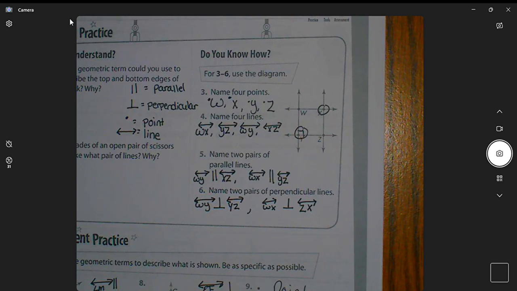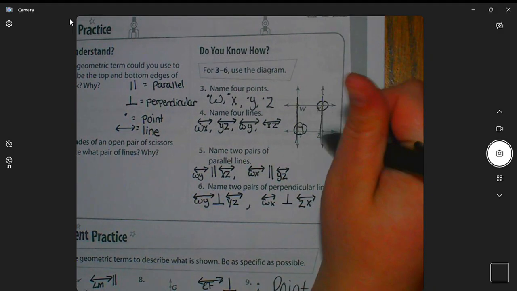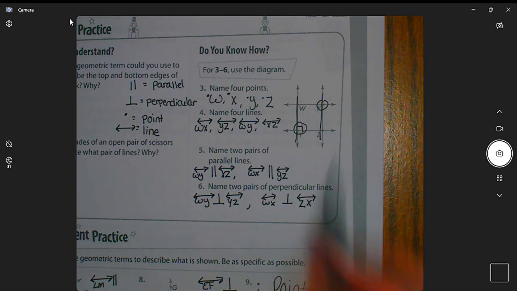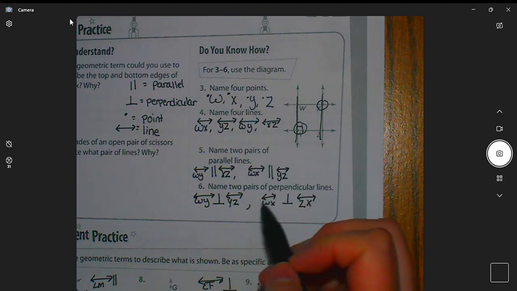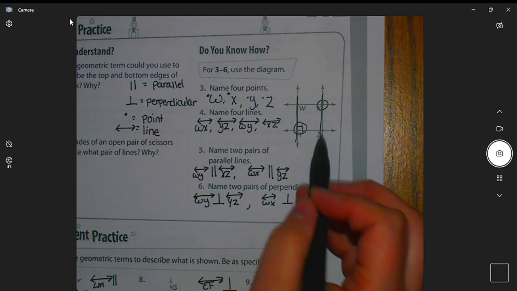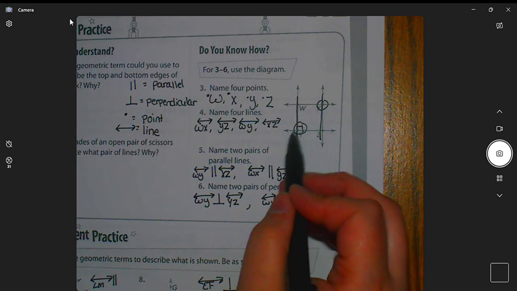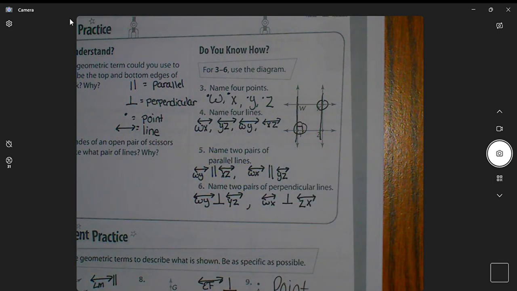So that is how I show parallel, perpendicular. So again, parallel runs up and down like railroad tracks, or side to side like railroad tracks. Perpendicular I show with the upside down T, and it has to share a point. It has to tell me where it's going to run through.